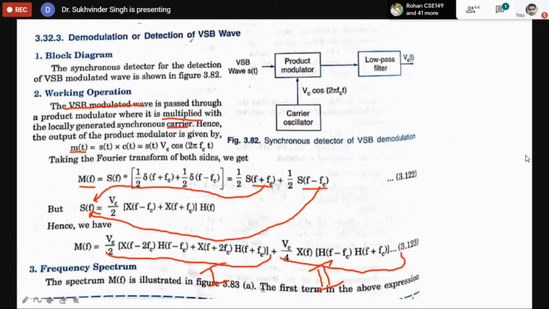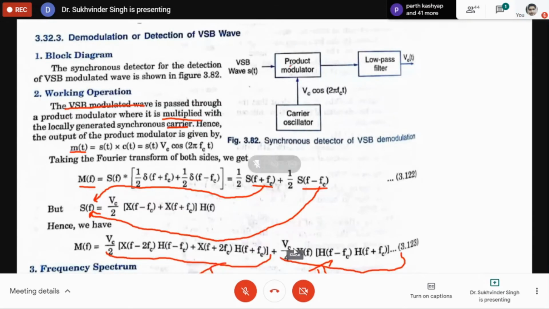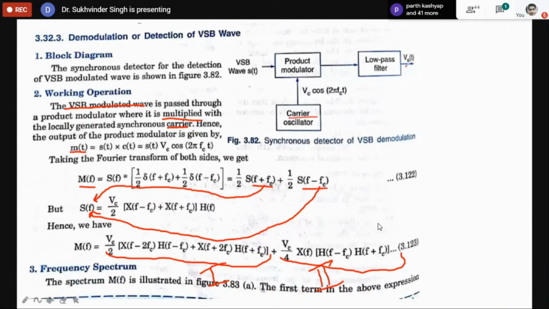For demodulation or detection of the vestigial sideband, we will transmit the vestigial sideband wave through an antenna, and those waves are received by some receiving antenna. In the receiver, we have a product modulator. Again, the purpose of this modulator is the reverse of that of amplitude modulation. That is, now it will separate the carrier frequency as well as the message signal. The block diagram for demodulation is represented by figure 3.82.